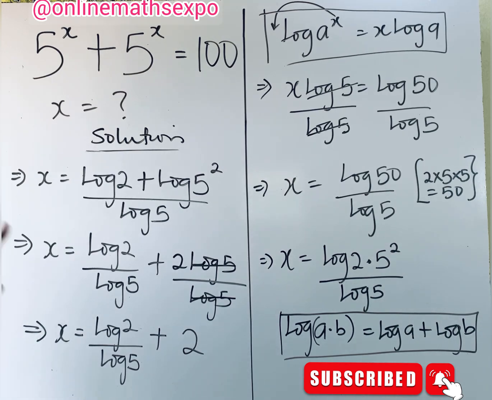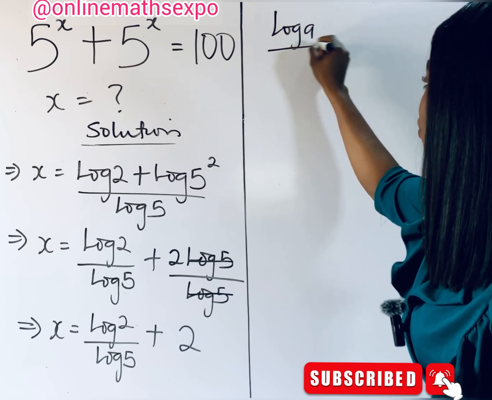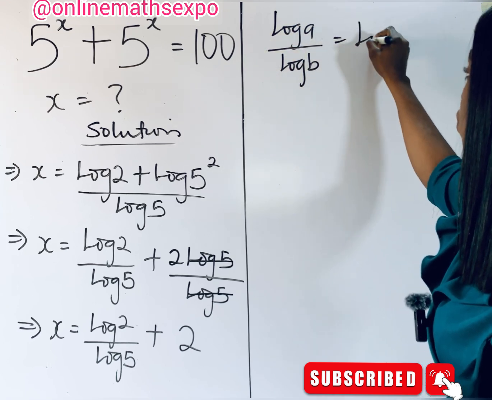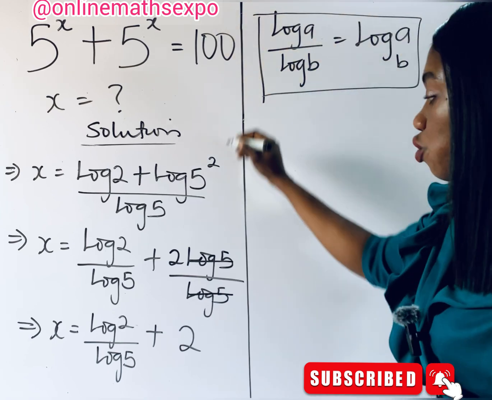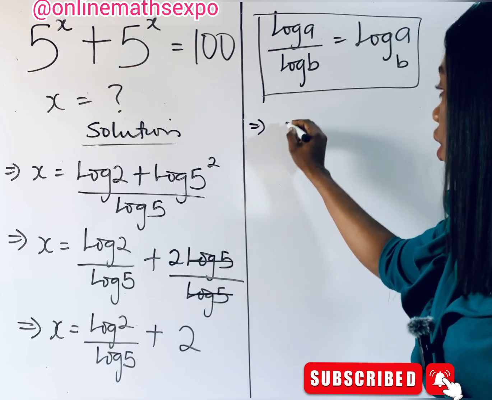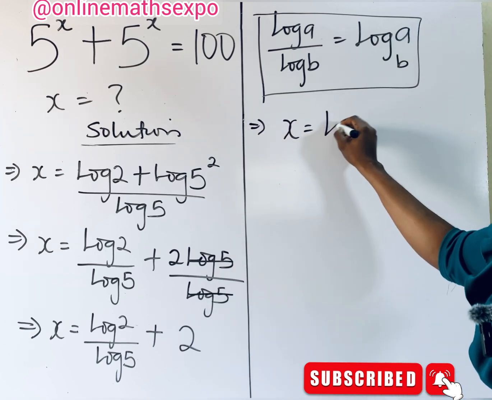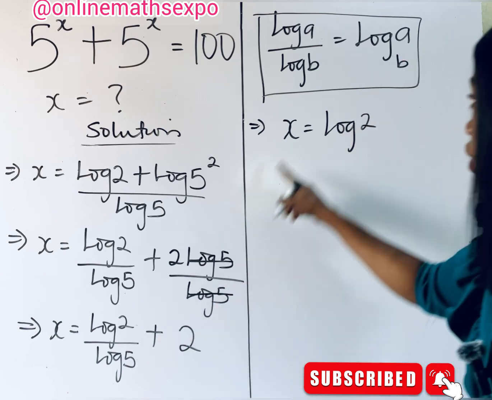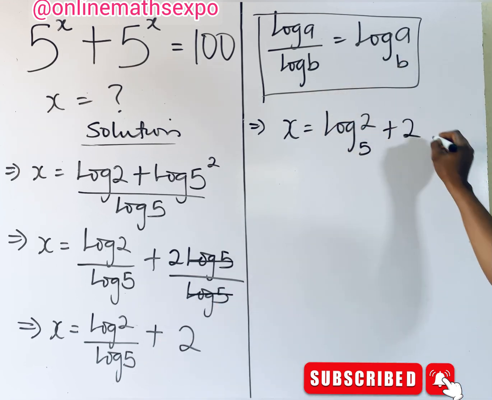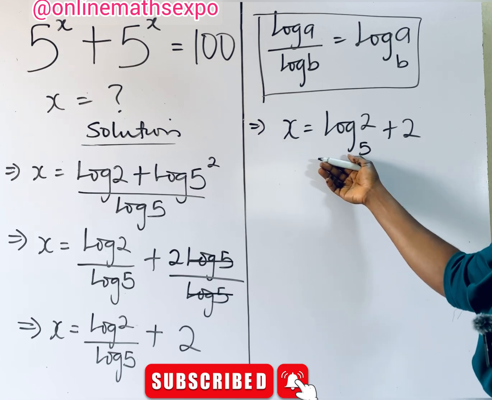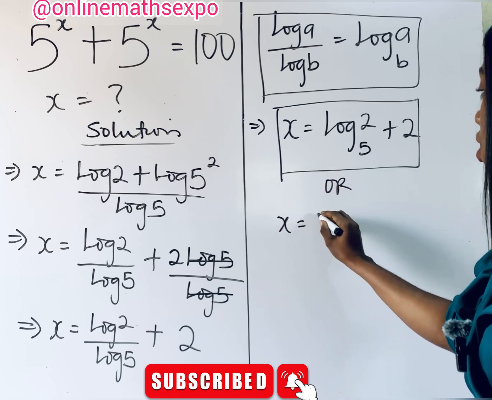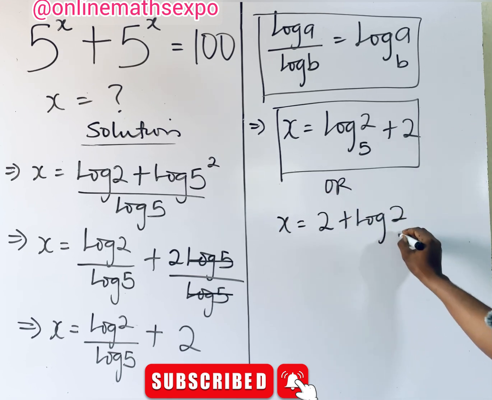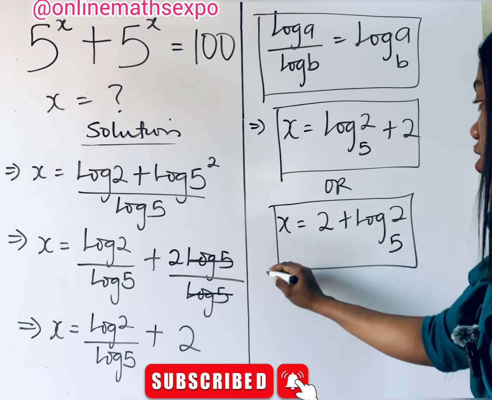Now, what do you do next? Just remember finally that whenever you have log of a divided by log of b, it gives you log of a, then this turns to the base. Did you see? We call it the change of base rule. So from here, we are going to now have x is equal to log of 2, this 5 becomes the base, then plus 2. Did you see that? So in that case, this becomes our value of x. You can also leave it this way. You can also say that x is 2 plus log of 2 base 5. Now, either of this is acceptable.